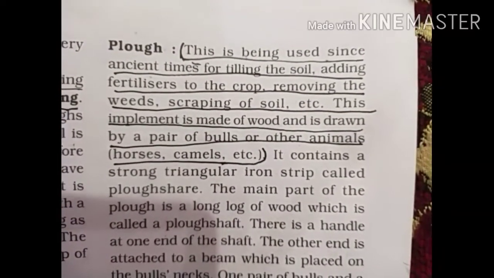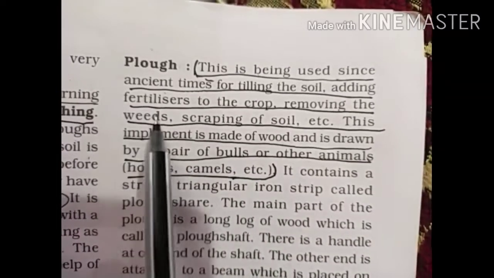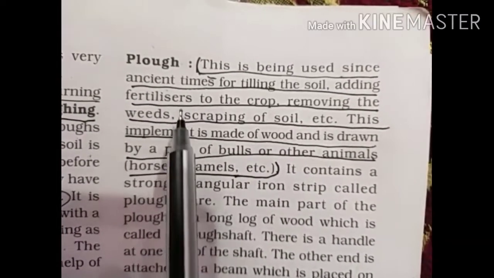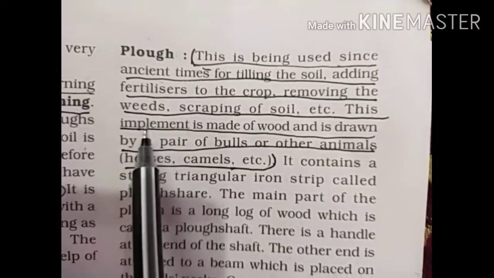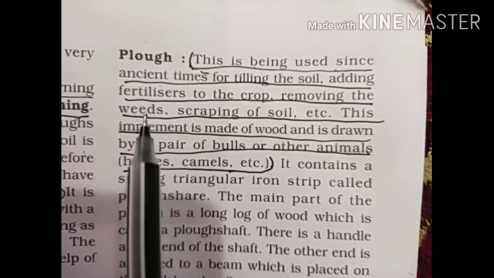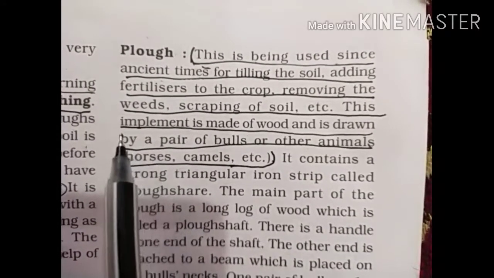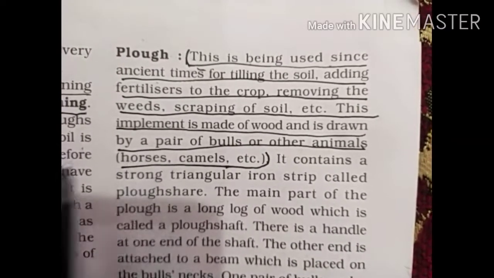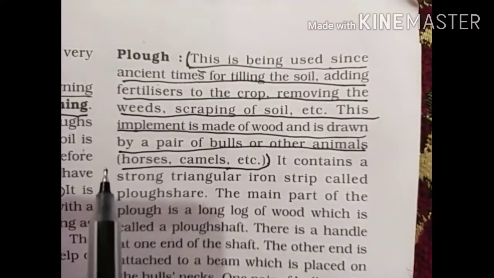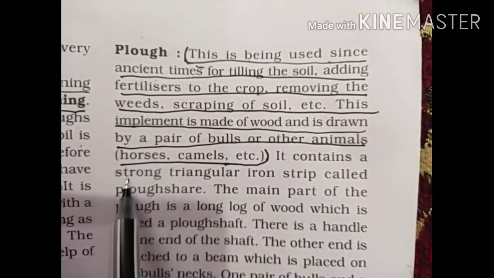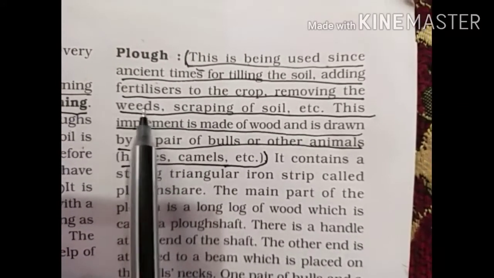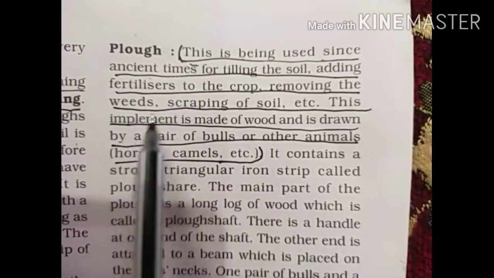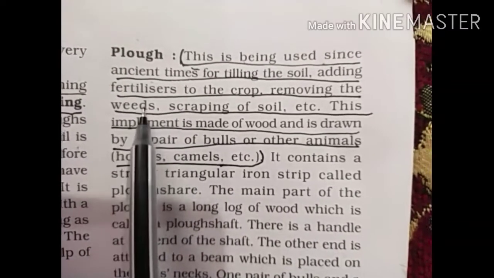Now here is a word, weeds. Weeds means unwanted, undesirable plants which grow along with crops, but they are not good for the crops. They take the same nutrition and the same amount of water, but they are not good for the crops. So we have to remove these unwanted, undesirable plants, which are weeds.